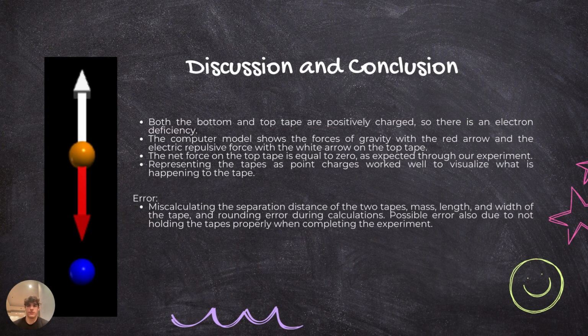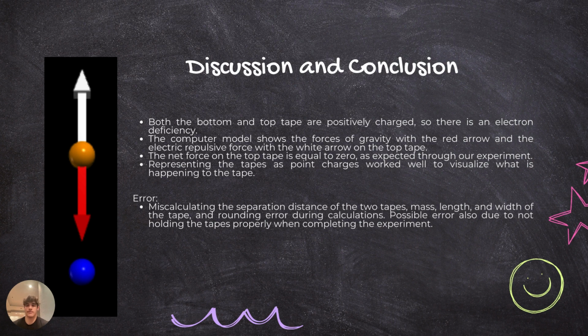For the discussion, you can observe that the bottom and top U-tape are both positively charged, so the white arrow represents the repulsive electric force of the bottom U-tape on the top U-tape, and there is an electron deficiency because of the positively charged tapes. The red arrow of the model represents the gravitational force acting on the top U-tape. As expected, the net force on the top U-tape is 0, and therefore it remains at rest, or in the experiment's case, levitated.